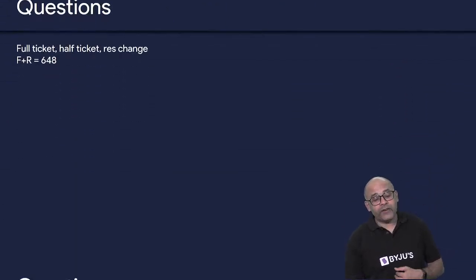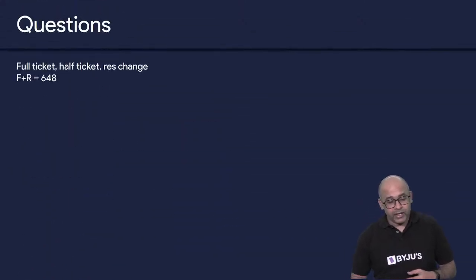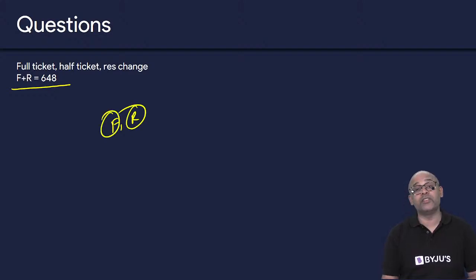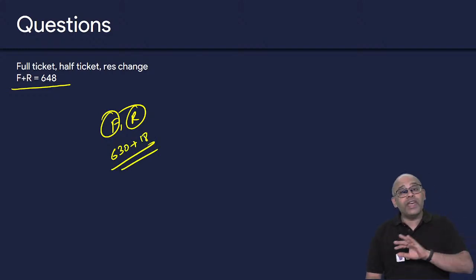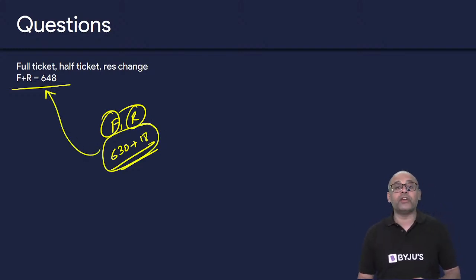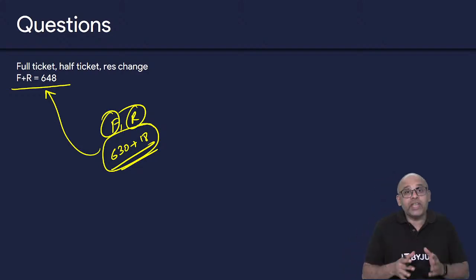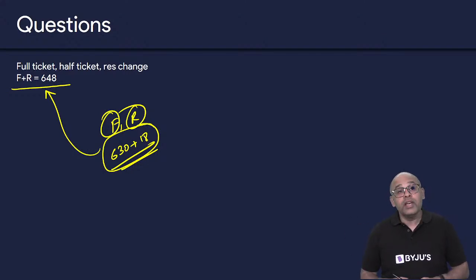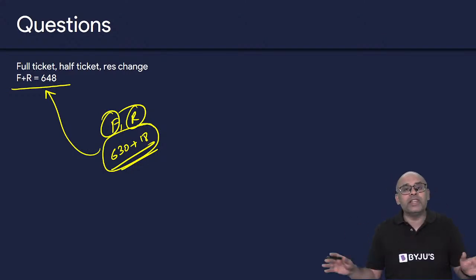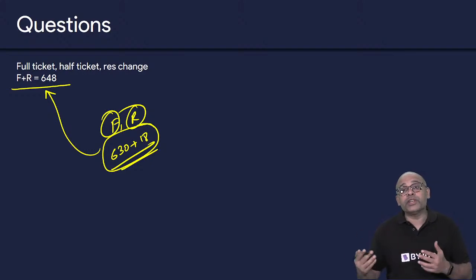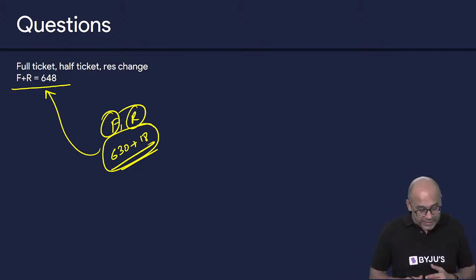Then there was a full ticket, half ticket question. This is actually quite simple because they asked you the value of F and R, full ticket fare and the reservation charge. The answer is 630 plus 18 and you don't have to solve anything. Why don't you have to solve anything? Because this is the only option which was fitting your F plus R equal to 648. They anyway gave in the exam that F plus R, full ticket plus reservation charge, is 648. Which means there's only one option which is fitting. You don't have to solve anything. Within 5 seconds your answer is done if you look at the options. And this is what I meant. Solving questions will take time, but if you look at the options, they will become easy for you.